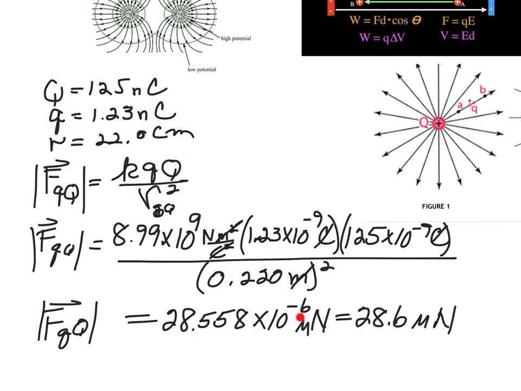mistake. I should take out the 10 to the minus 6 because it is micronewtons. So that doesn't belong there. I'm going to erase that. It's 28.558 micronewtons, and then rounding to 3 significant figures, I get 28.6 micronewtons.